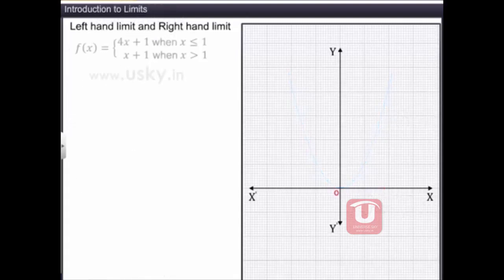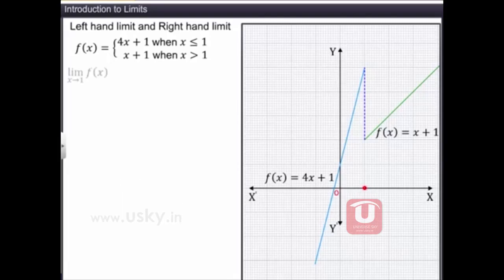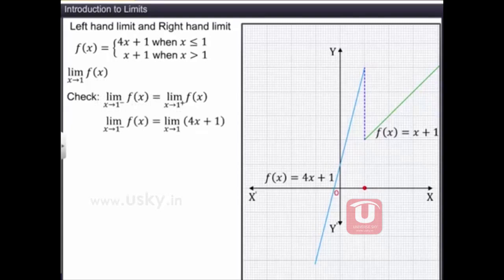To understand this concept better, let's see this function. Let's see the graph of the function. Let's evaluate the limit of the function at x equal to 1. For the limit to exist, we have to verify whether the left-hand and the right-hand limits coincide with each other. First, we will calculate the left-hand limit. We took 4x plus 1, since for x less than or equal to 1, the function is this. The limit of the function is 5.